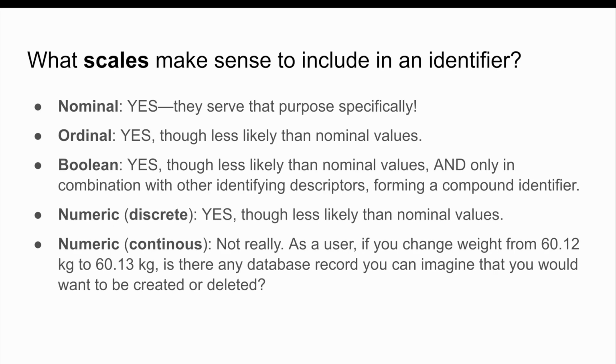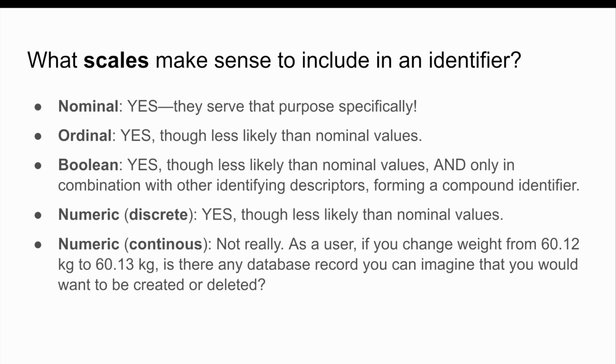So taking a step back, what scales do make sense to include in an identifier? Well, nominal scales are inherently for the purposes of identification, so of course they make sense to include in an identifier. Ordinal values and Boolean values, yes, but less likely. And Boolean values in particular, a Boolean value doesn't make sense on its own as an identifier because it would mean that you could only have two instances, true and false.